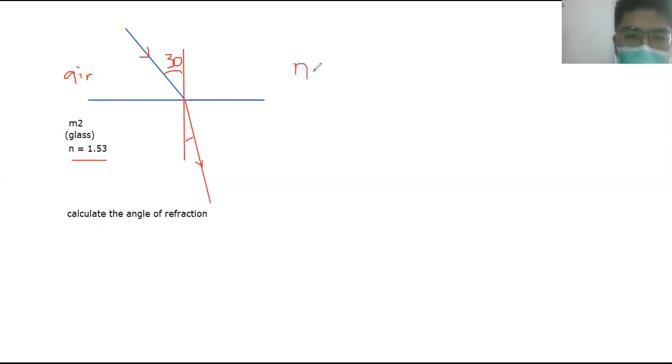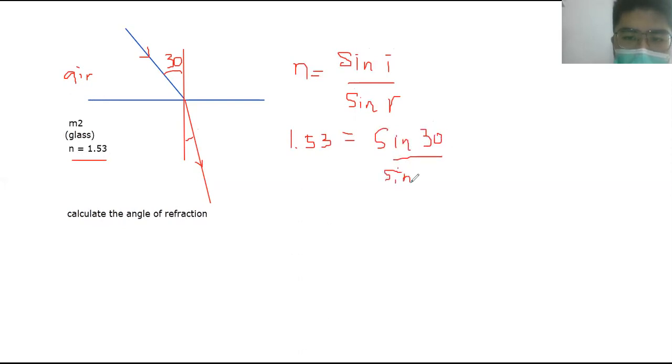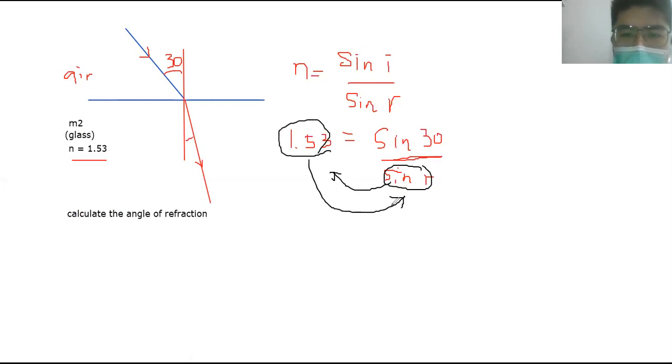So N equals sine I over sine R. Now N is given, so 1.53 equals sine 30 over sine R. Many students are not able to solve this equation. So how do you solve it? You exchange places: this one goes here, and this one goes down here.